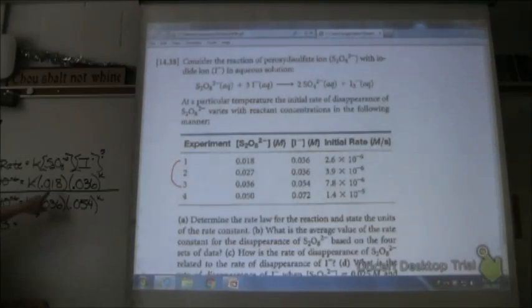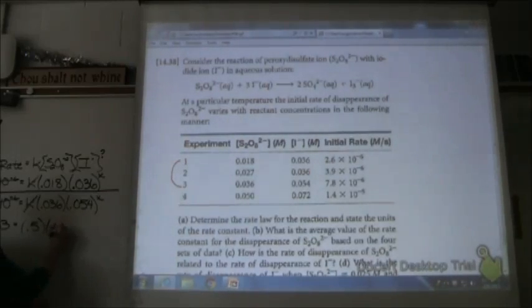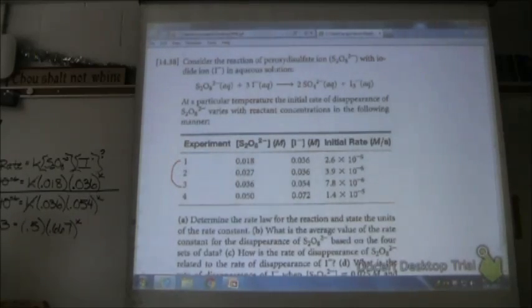Okay, equals, what's 0.018 divided by 0.036? You can probably do that in your head. 0.5? What's 0.036 divided by 0.054? What is it? 0.6666 to the x power. Okay. Now, people, don't flip out. Don't think, oh, unknown exponent, are we going to have to do logarithms and stuff? No. No.